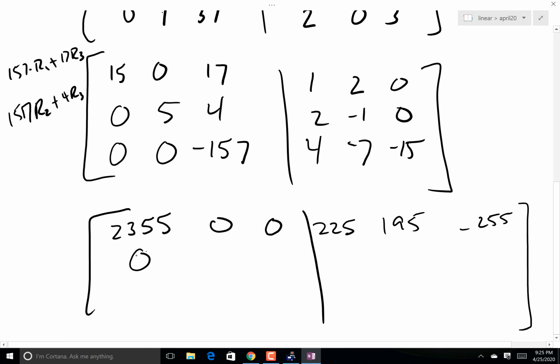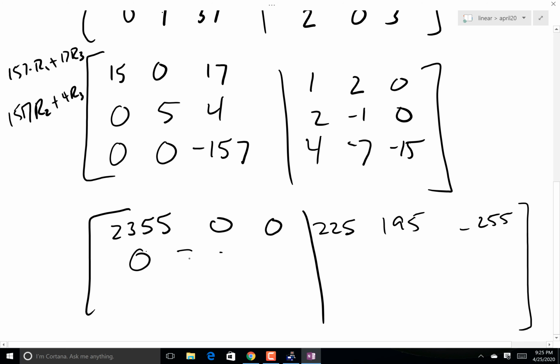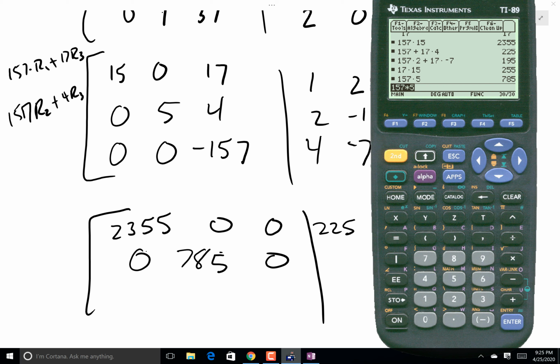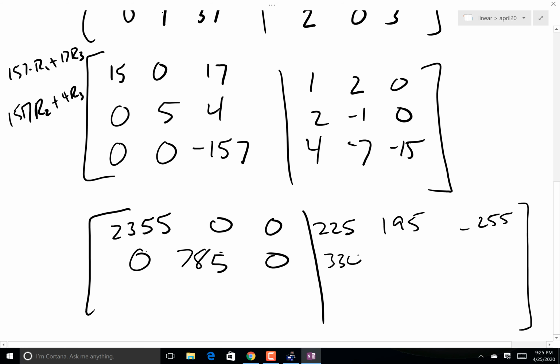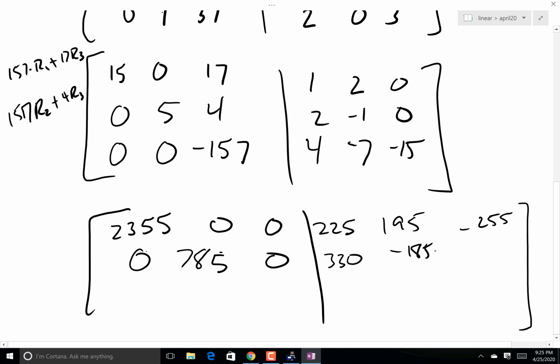Gross. Middle one. 157 times 5 is 785. This better be 0. That was the whole point of doing it. 157 times 2 plus 16 is 330. Negative 157 minus 28. Negative 185. And then negative 60.